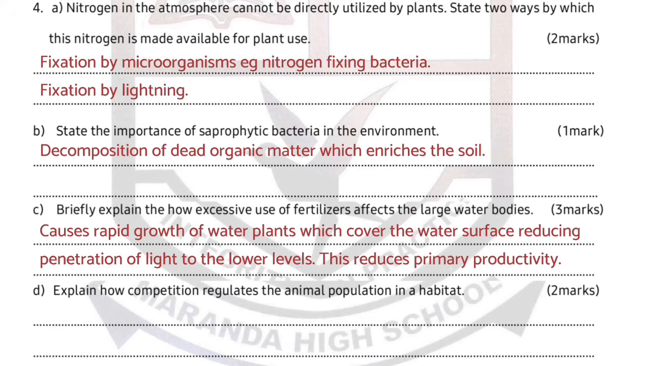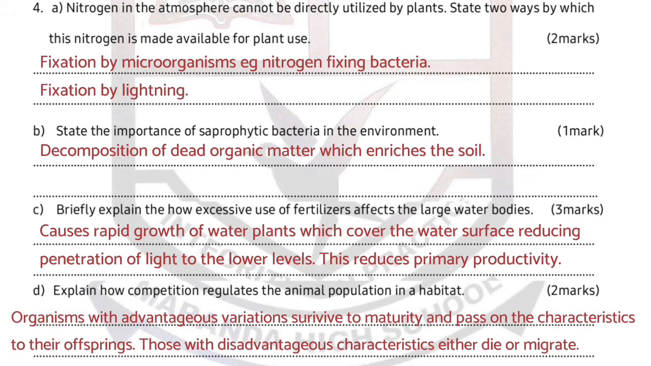Part D, explain how competition regulates the animal population in a habitat. Now, competition is very important. It controls the population of animals in a particular habitat over time. Now, this is based on evolution. When we talk about evolution, actually natural selection, we are talking about variations. Variations are simply differences that are present in organisms that belong to the same species. So, for example, in humans, when we talk about differences in height, in skin color, such things, these are variations.